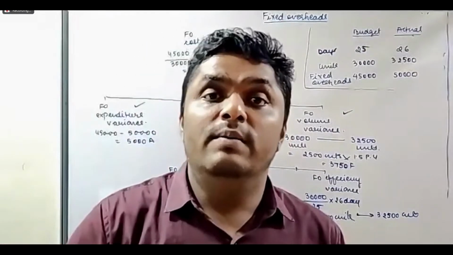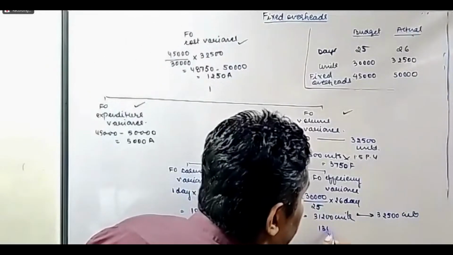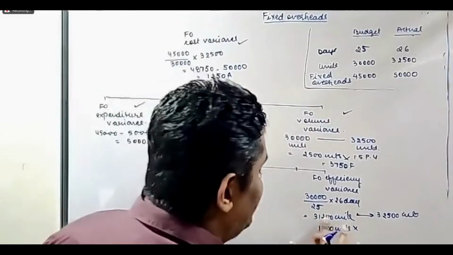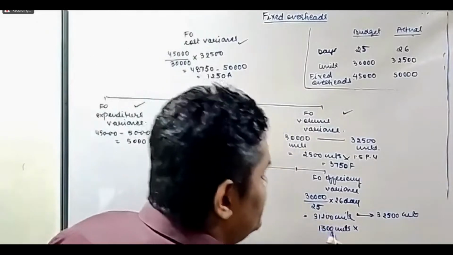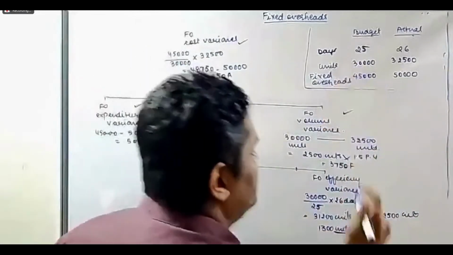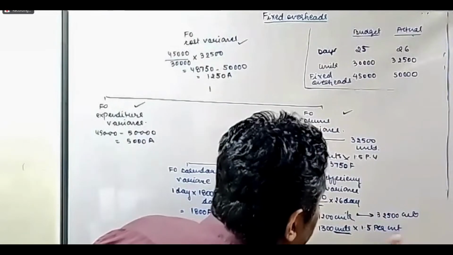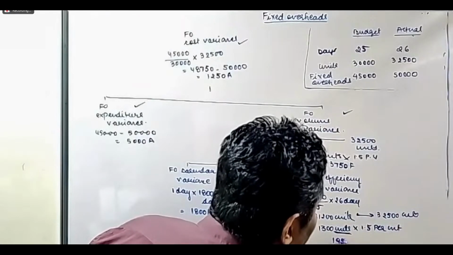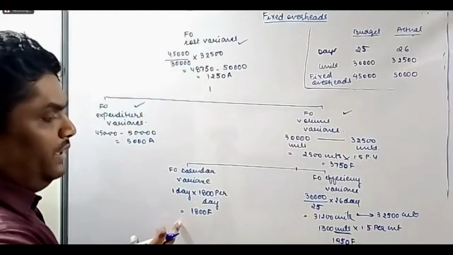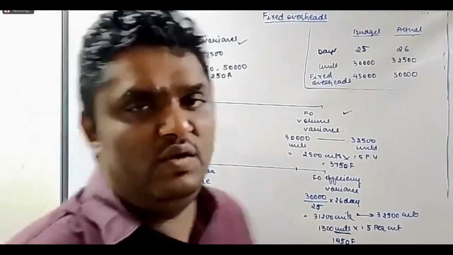इट मींस माय वर्कर वर्कड एफिशिएंटली. दैट इज बाय हाउ मच? 1,300 units into, since we have calculated the units, we'll be taking the rate per unit, that is 45,000 divided by 30,000, that is 1.5 per unit. So this will be 1,950 favorable. So 1,800 favorable plus 1,950 favorable, we will get 3,750 favorable.